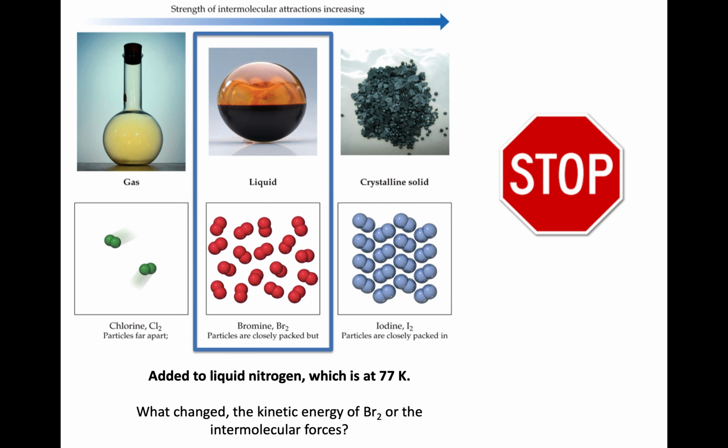So with this Br2, when it was added in the demonstration to liquid nitrogen, we saw that we had a phase change. Liquid nitrogen is at 77 Kelvin. What changed during this demonstration? Was it the kinetic energy of the Br2 or the intermolecular forces? Share your answer.